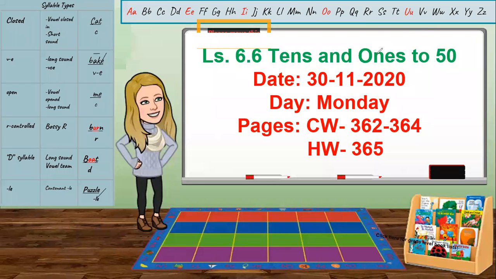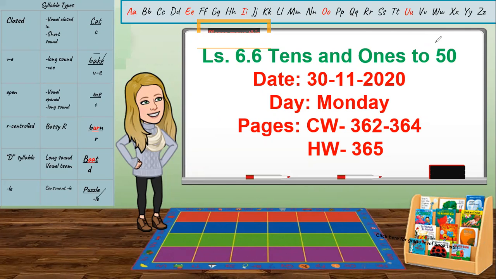Okay, so let's start our class today. Today's lesson is 6.6, tens and ones to 50. So we are going to do tens and ones up to the number 50. Today's date is 30, 11, 2020, and the day is Monday. The pages for the classwork will be 362, 363, and 364. And the homework page will be 365.